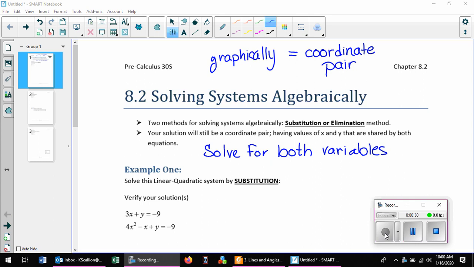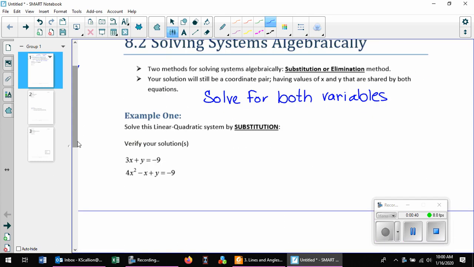We used to do 3 variables, now we're just down to 2, but you have to solve for both variables. That's the whole thing. So there's 2 ways to do it. You're either going to solve by substitution or you're going to solve by elimination. Now, if you remember grade 10, you did this in grade 10, but you did it for linear. You didn't do it for quadratic, obviously.